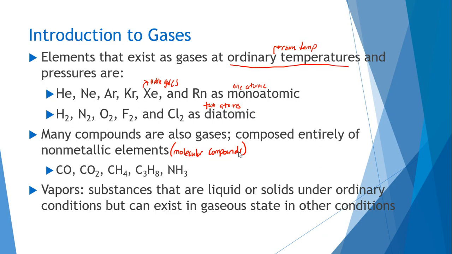Now, I also want to make the distinction between gases versus vapors. Usually these two words are used interchangeably, but they do have distinct meanings. When I say gases, these are things under ordinary conditions, and when I say vapors, these are substances that are typically liquid or solid at room temp, but you can heat them up to become a gas. The most common one that you have probably heard of is water. We don't call it water gas, we call it water vapor. It's because water is a liquid at room temperature, but you can heat it up to form a gas.